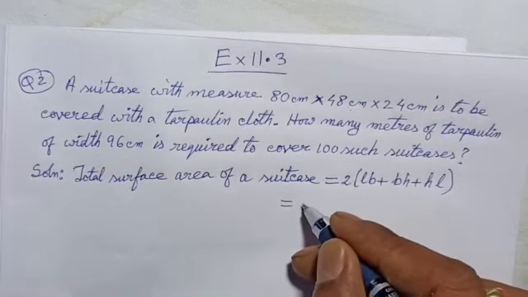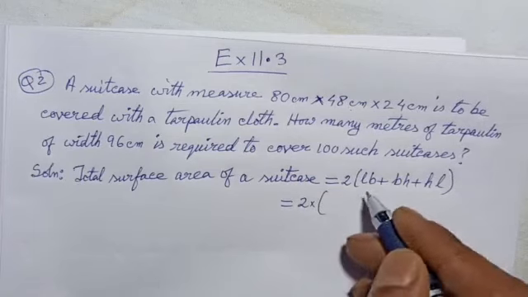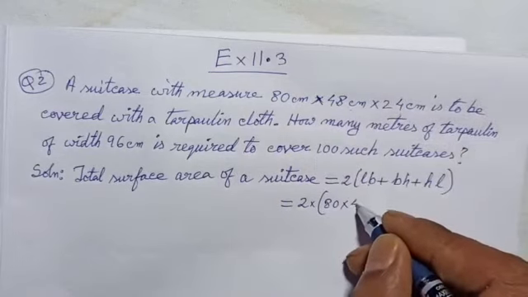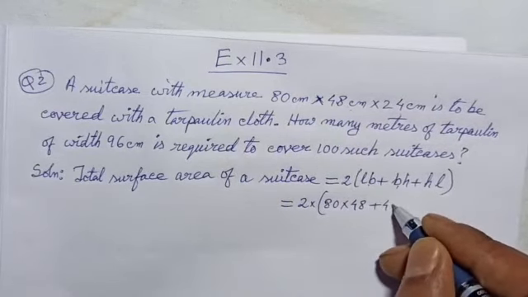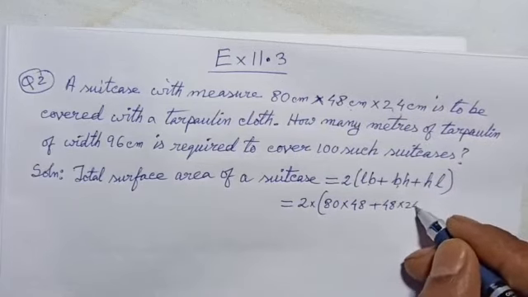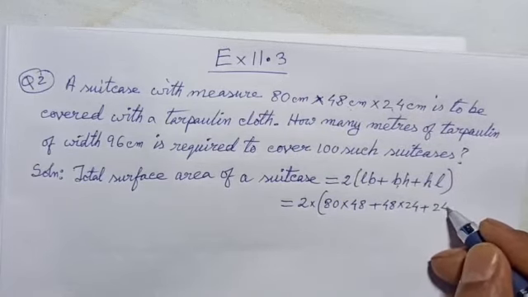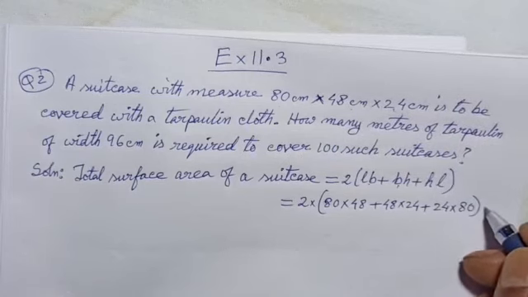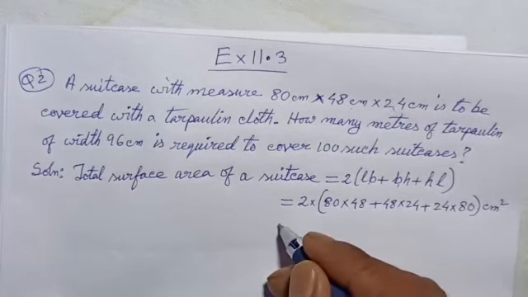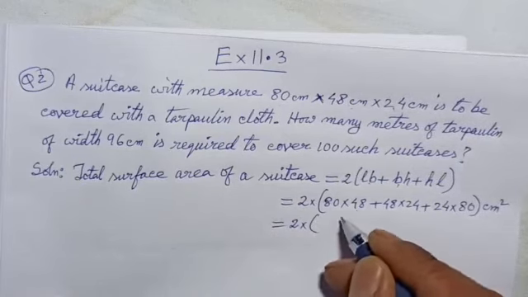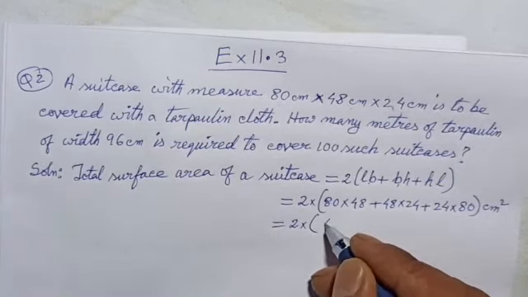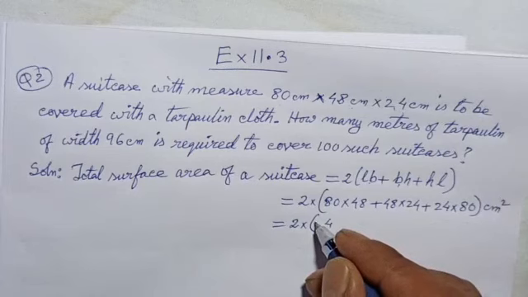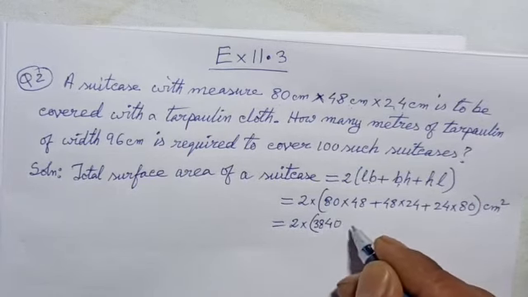Now next step, 2 times of length is 80 into breadth is 48, plus breadth is 48 into height is 24, plus height is 24 into length is 80, and unit must be centimeter square. 2 into, let's multiply 48 into 80. 8 0s are 0, 8 8s are 64, 6 carry, 8 4s are 32, 38. We get 3840.